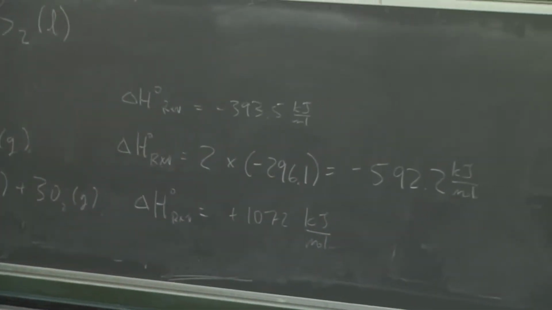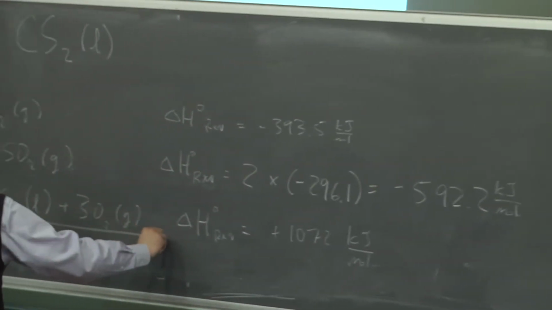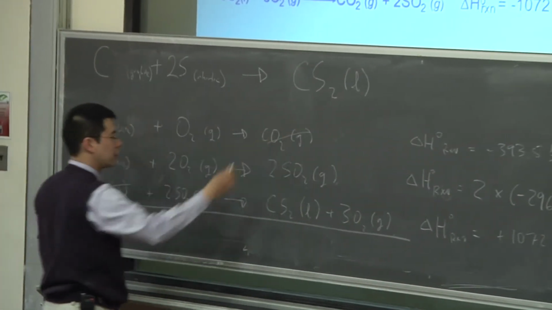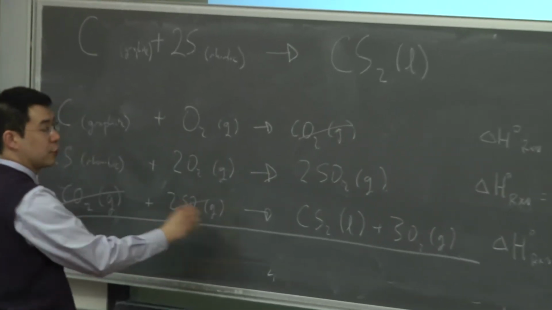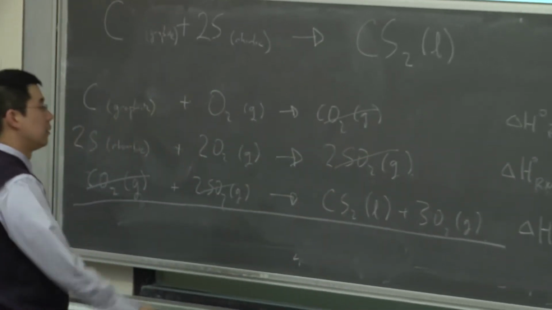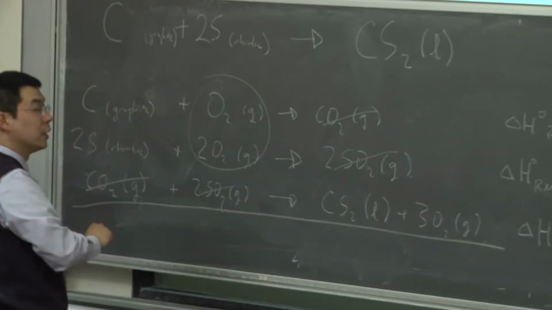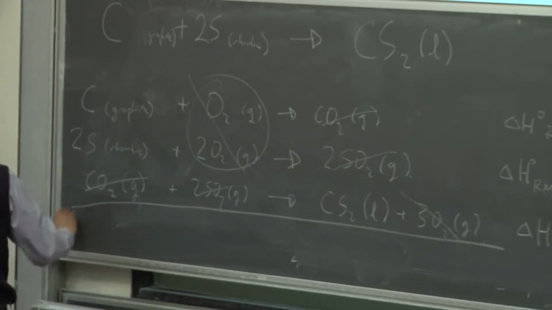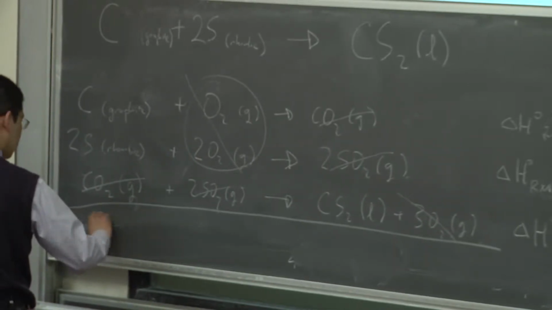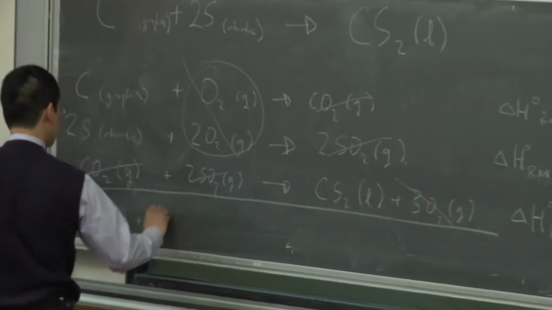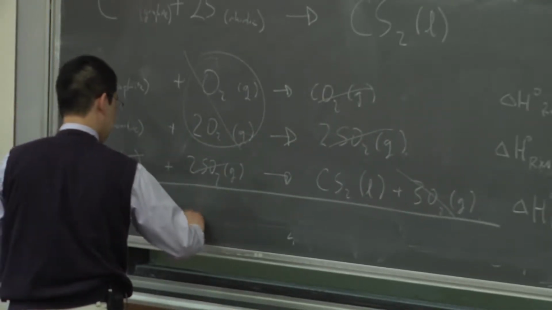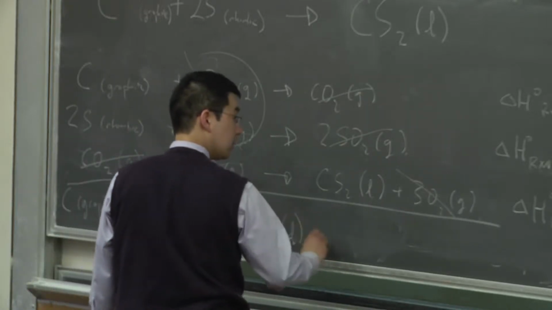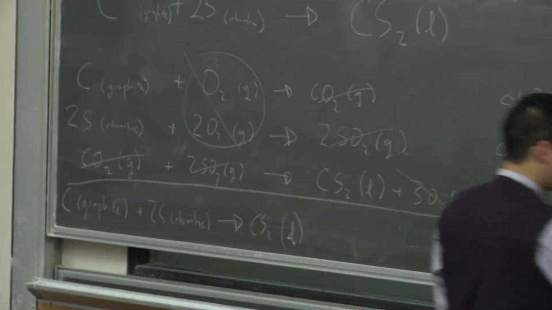So what's going to happen? I'm going to add this all together. And look at this. The CO2 and the CO2 cancel. The 2SO2 and 2SO2 cancel. 1 plus 2 is 3. 3 O2s and 3 O2s cancel. What's left? C, graphite, plus 2S, rhombic, gives me CS2, liquid. And the delta H is just going to be the sum of these three.